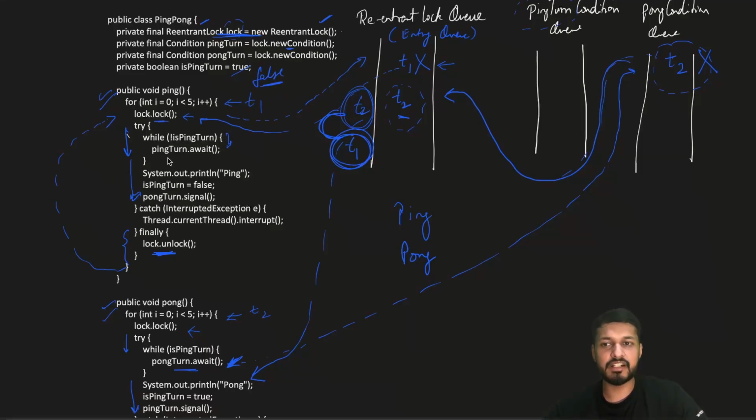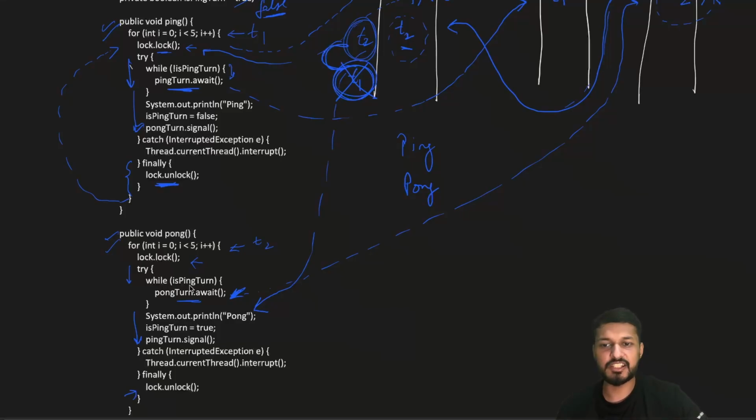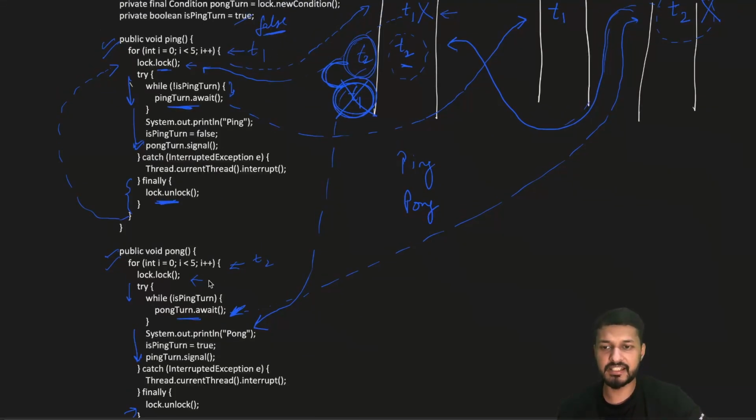So what will T1 do? pingTurn.await. So in that case, T1 will go ahead and wait inside the pingTurn condition, right? It will wait inside the pingTurn, removed from the entry queue. Post that, T2 will acquire the lock. T2 will go ahead and check if isPingTurn is false, correct? isPingTurn is false, so it will not go here. It will go ahead and print Pong as usual. isPingTurn will be changed from false to true, right?